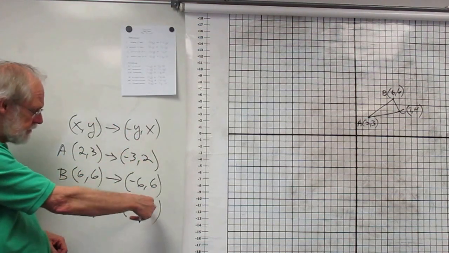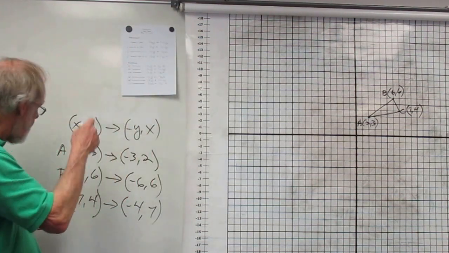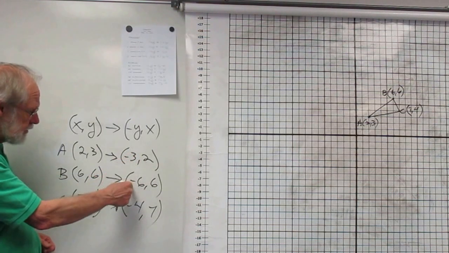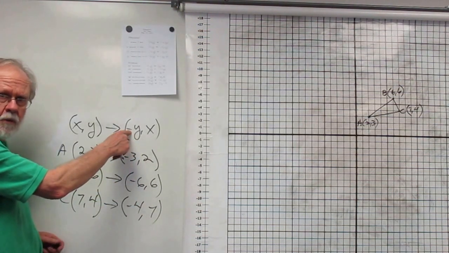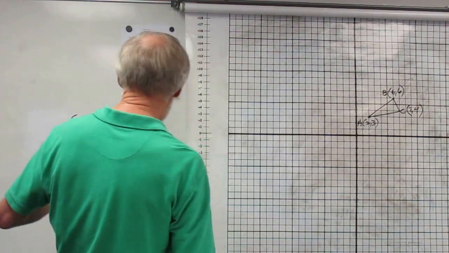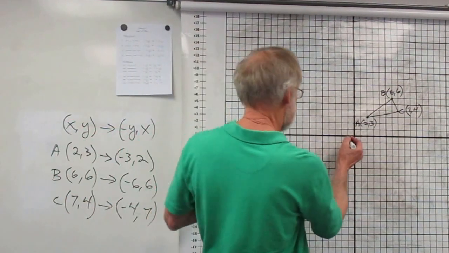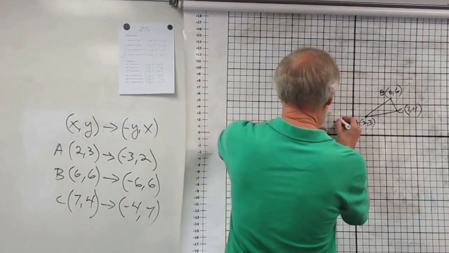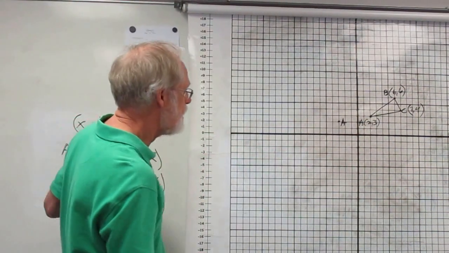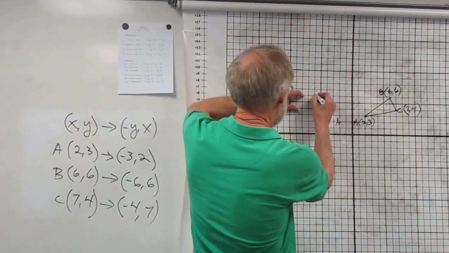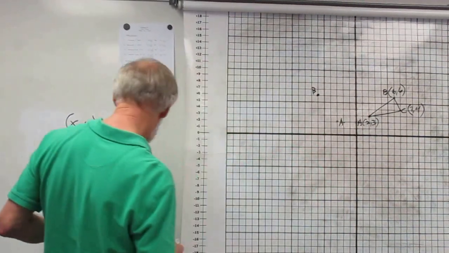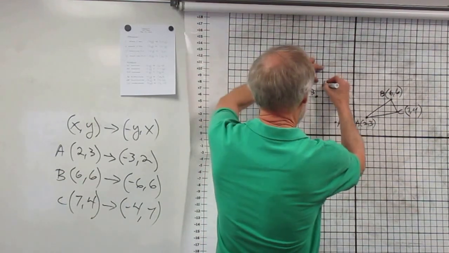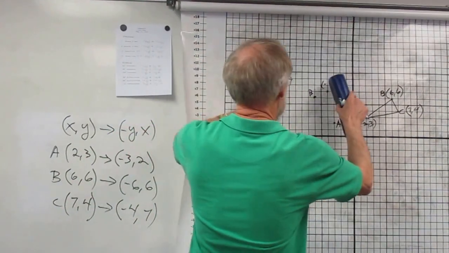The x also changed places but did not change signs. Remember, if any of these y values had started out negative, they would become positive, because what we're really saying is opposite y. All right? So let's take these new points and see where we ended up. Negative 3, 2 is right here. That would be point A. Okay. Point B is at negative 6, 6, which is here, B. And point C is at negative 4, 7, which is up here, I'll just write point C here.